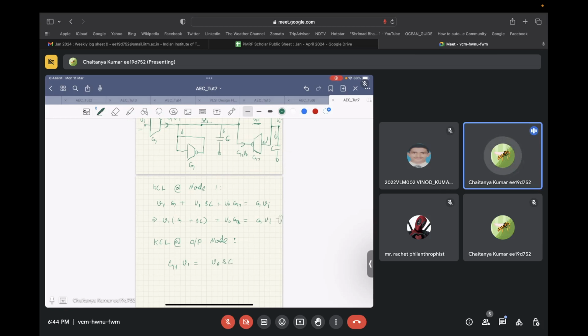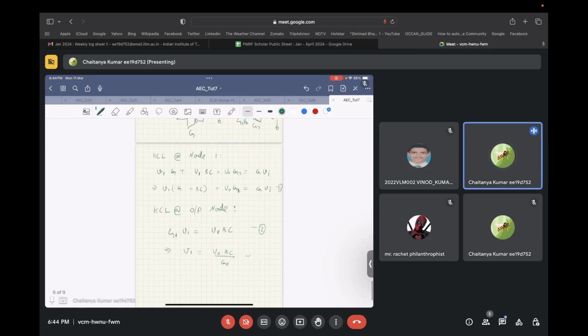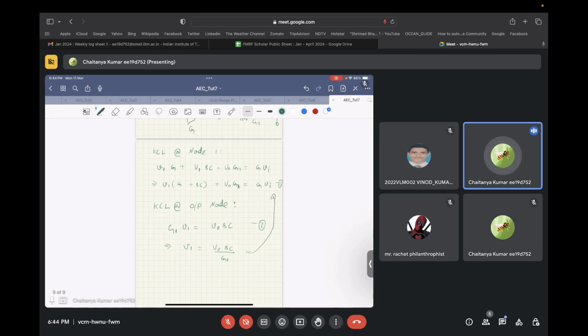We have equation 1 over here, equation 2 over here. So basically from here we can say that V1 is equal to V naught times SC divided by G1. So from here this can be substituted in equation 1. So in equation 1 we have V naught times SC by G1 times (G plus SC) plus V naught times G2 is equal to G times Vi.